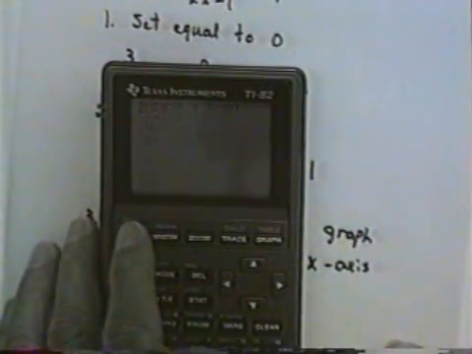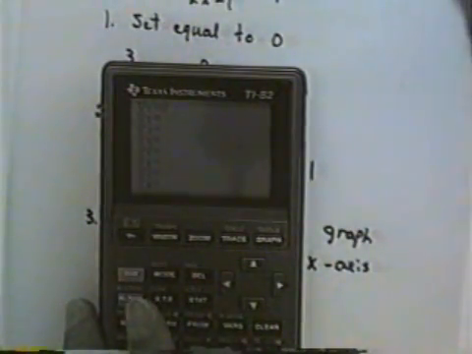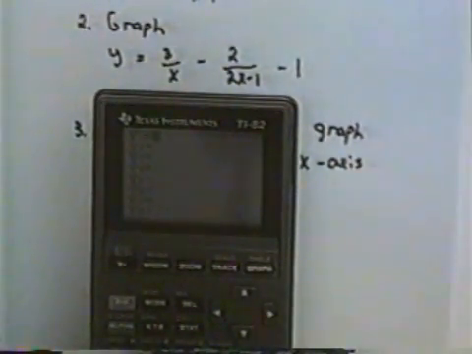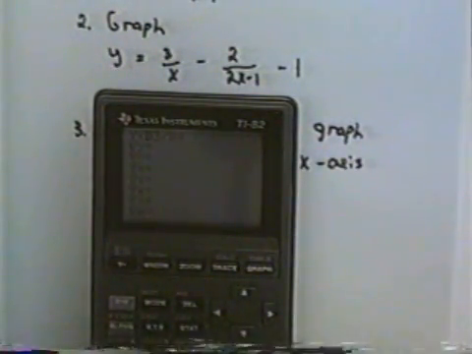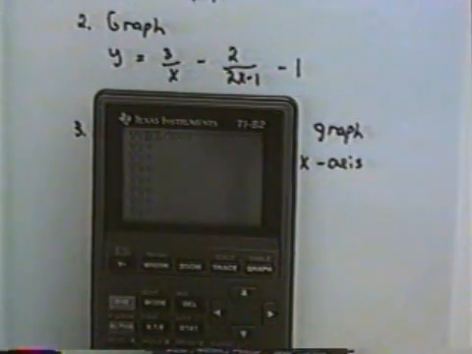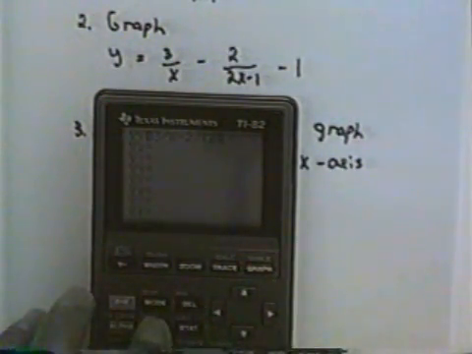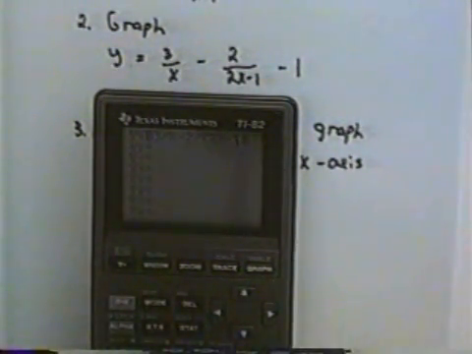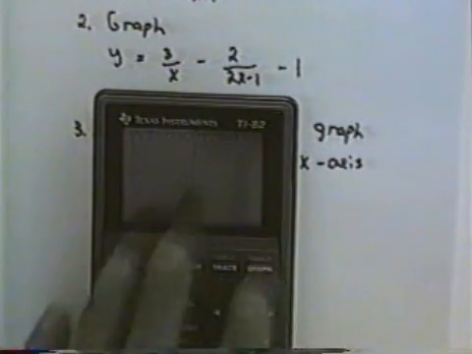Now I need to go into y equals. Well, y equals, I want to put in my function. The function is 3 divided by x minus 2 divided by the parentheses 2x minus 1 close parentheses minus 1. So now I put in my function. Now I want to graph it.